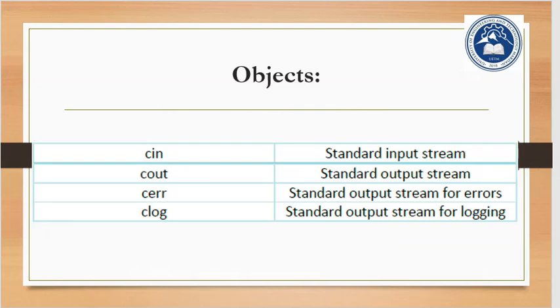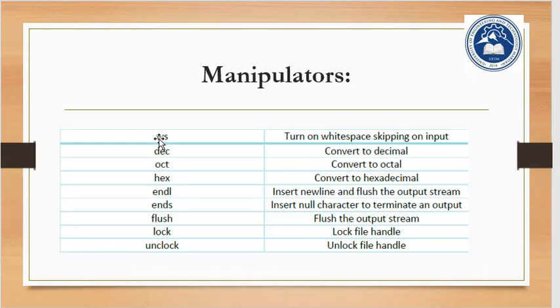And the objects that will be used are cin, the standard input stream, cout, the standard output stream, cerr, the standard output stream for errors, and clog, which is for logging. So these are basically the manipulators. ws turns on white space skipping on input, dec, oct, hex convert to decimal, octal, hexadecimal, endl inserts a new line. You have already used this. ends inserts a null character to terminate an output, flush flushes the output stream.